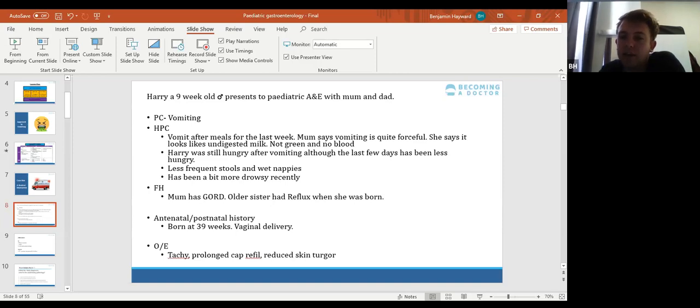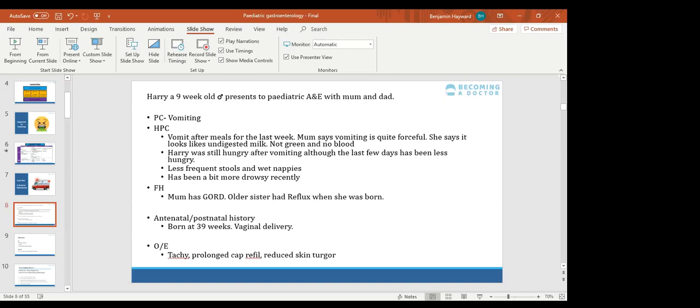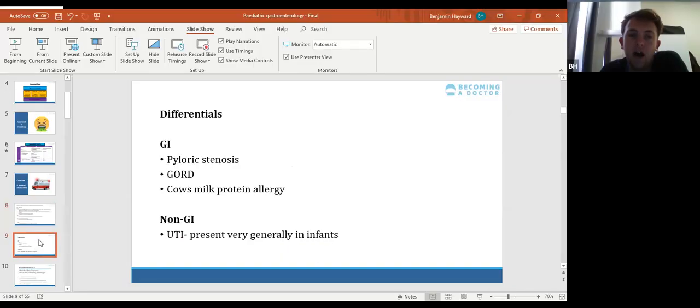So in terms of GI causes, things like pyloric stenosis, GORD, cow's milk protein allergy, and then non-GI, so it could be something like a UTI. They can present quite strangely.